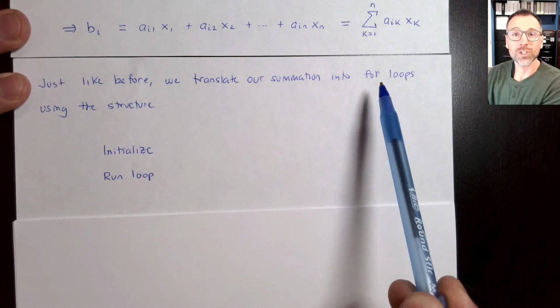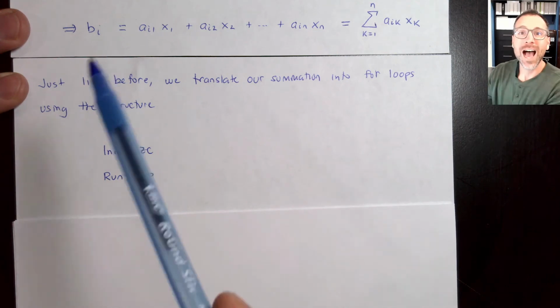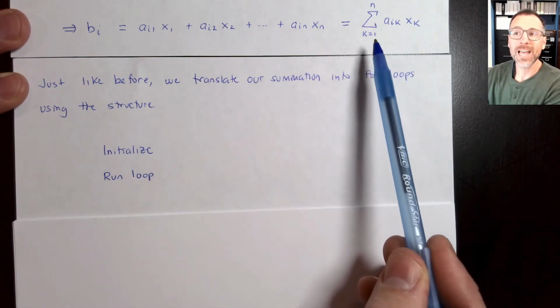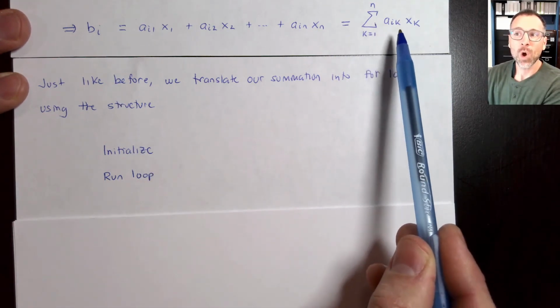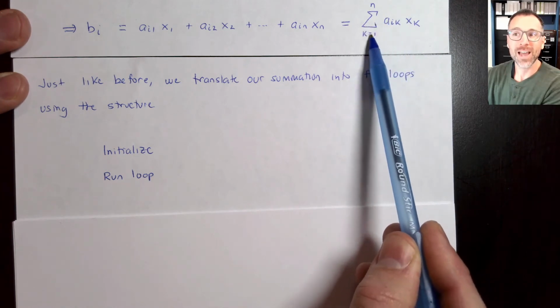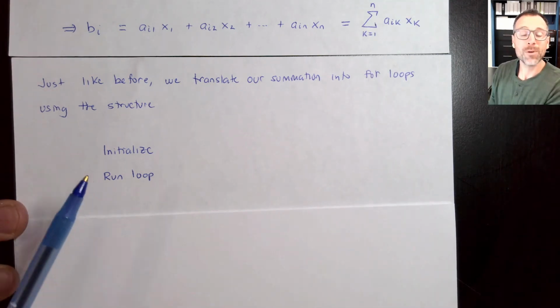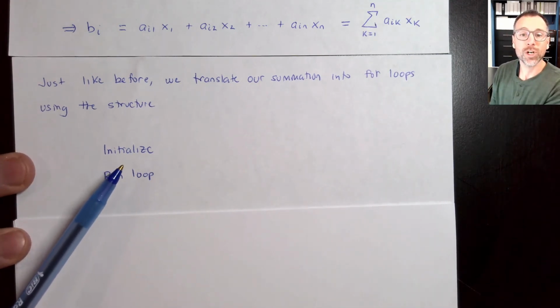With all that in mind, let's strengthen our intuition about the connection between summation in mathematics and for loops in programming structures. Remember that for loops are designed to do the same operation a predetermined number of times, and that's exactly what we see here. We're doing scalar-scalar multiplication and scalar-scalar addition a predetermined number of times. We're thinking to ourselves, for loops. Every time we run a for loop, we're going to use the same structure. First, we're going to initialize, and then we're going to run the loop.